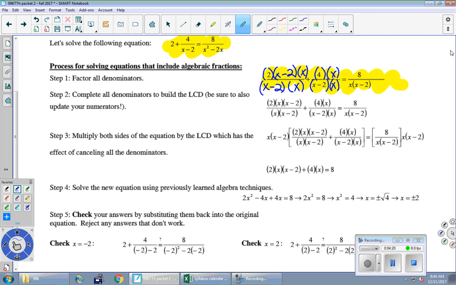Instead of combining and making a single fraction here, what we're going to do is multiply both sides of this equation by the lowest common denominator. So put big brackets around both of these things. And we're going to multiply both sides by that lowest common denominator. It doesn't matter what order you put it. I'll put x minus 2. Just for kicks, put it over 1 just so we really see it's on top.